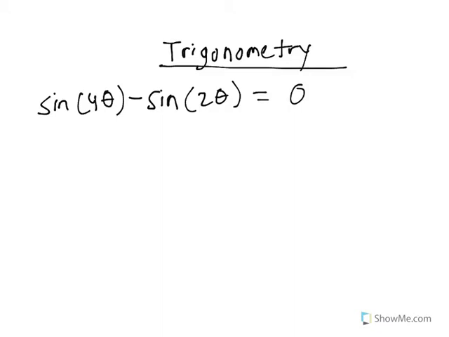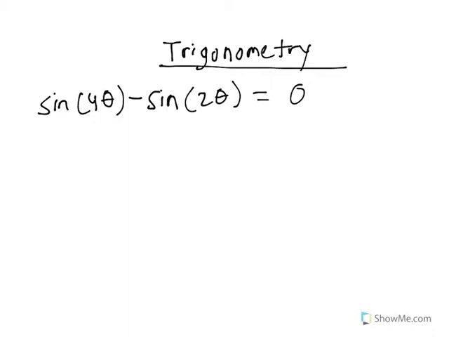Alright, so what I want to go over today is a trigonometry problem. It is as follows: the sine of 4 theta minus the sine of 2 theta equals 0. So the first thing we want to do is use a trigonometric identity to transform this into something that we can actually solve.